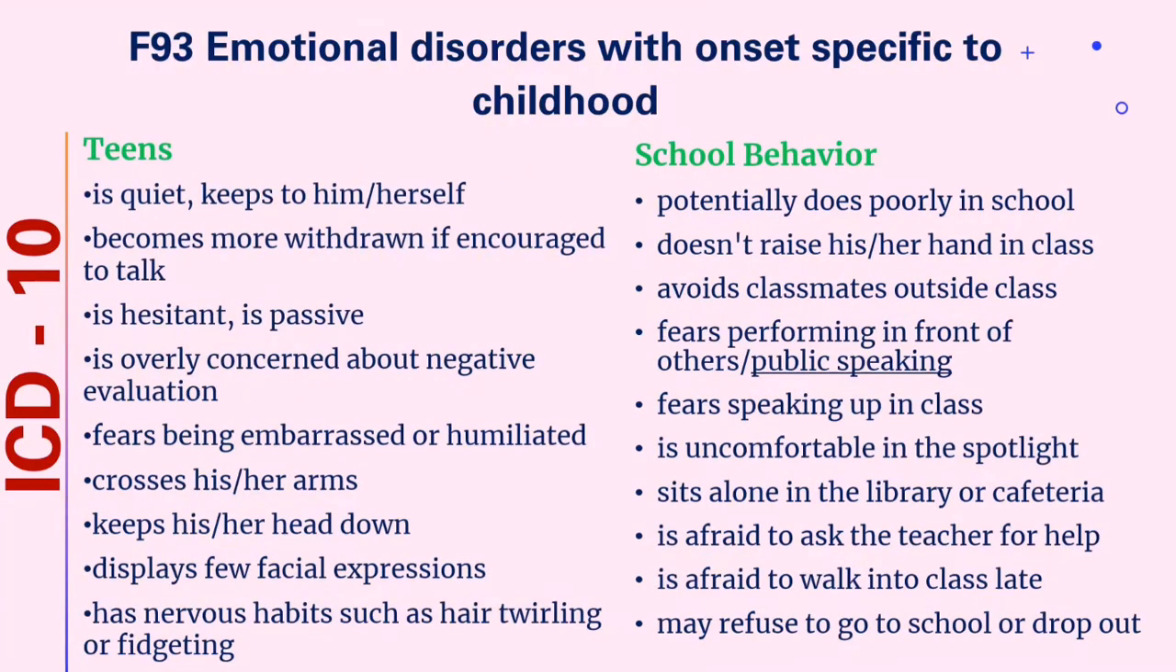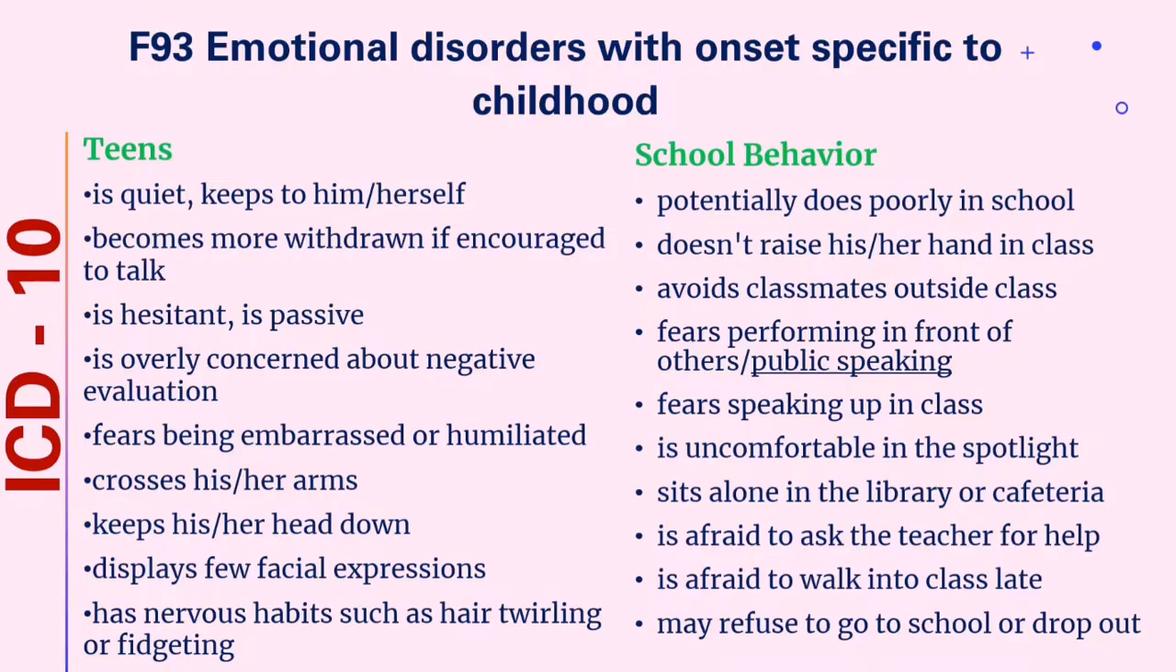What happens next in teenage? In teenage, they may be quiet, keeping to him or herself. They may become more withdrawn if encouraged to talk. They are hesitant and passive, overly concerned about negative evaluations, and fear being embarrassed or humiliated. They may be found with crossed arms, head down, displaying few facial expressions, and having nervous habits such as hair curling or fidgeting.